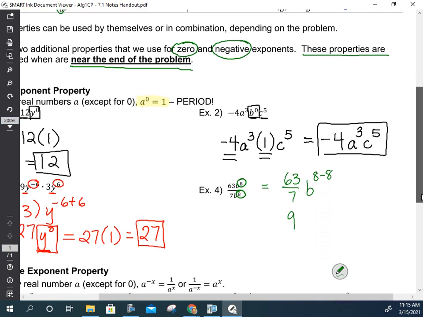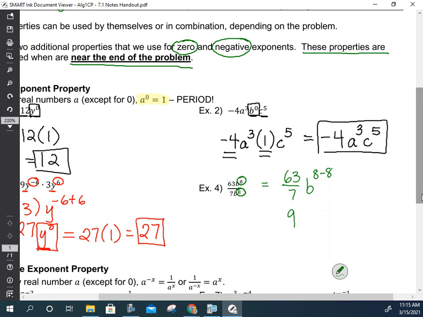Again, if you're struggling with what we did last week, you got to come in and get extra help. I can't come to you, you got to come to me. 8 minus 8 is 0. What has the 0 exponent? The 9 or the b? Which one has the 0 exponent? The 9 or the b?